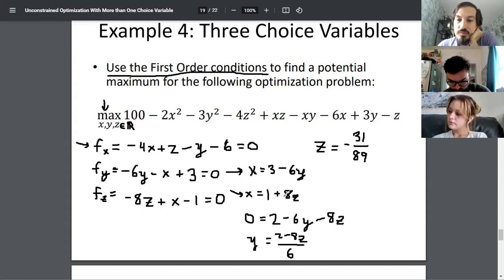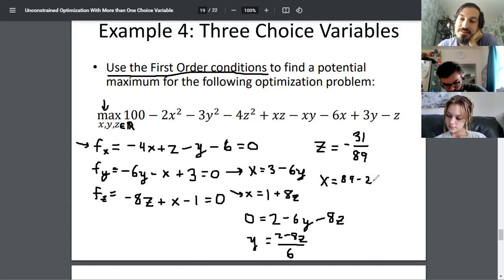What is x? x is 1 plus 8 times that, which I don't even know how to calculate. It's going to be a big old nasty thing. 8 times 31 is 248. But it's 1 plus that. So it's like 89 minus 248, all over 89, whatever that is. It's another negative number.